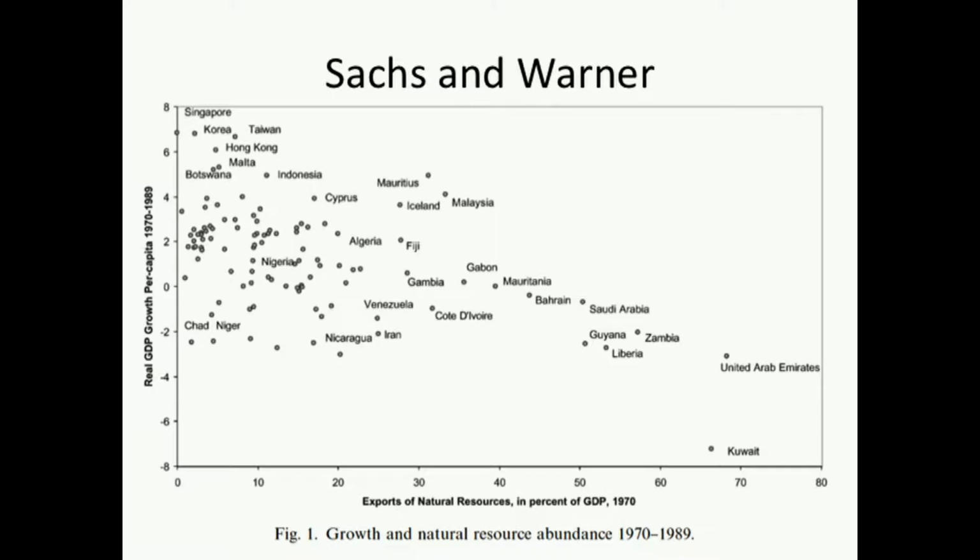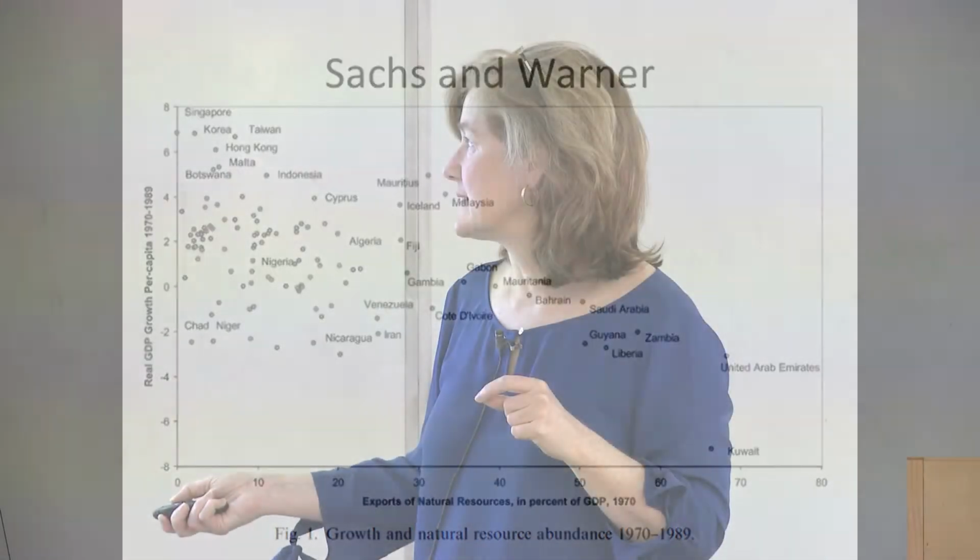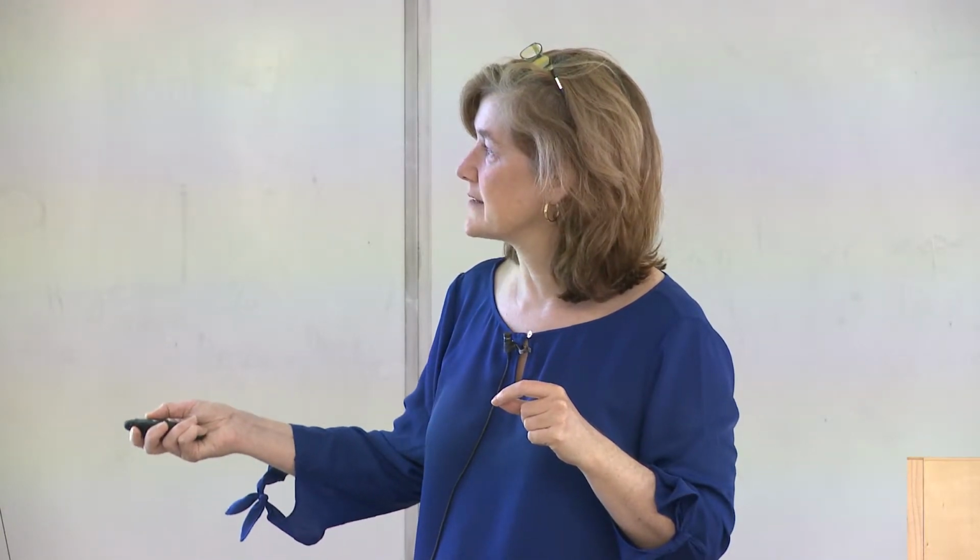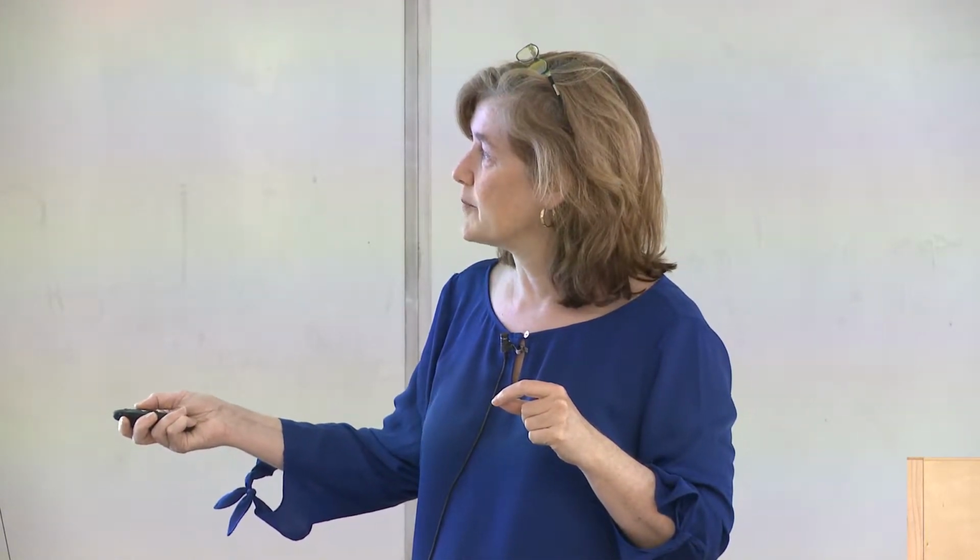If you haven't seen this before, Sachs and Warner published a paper in 1995 that set this literature off, right? The term resource curse probably predates them, but certainly came into fashion in economics as a result of their paper. They have a graph with exports of natural resources in percent of GDP in 1970 on the horizontal axis, and on the vertical axis real GDP growth from 1970 to 1989. The thing you're supposed to notice is that there's a negative relationship between these two things. And this is what they call the resource curse.